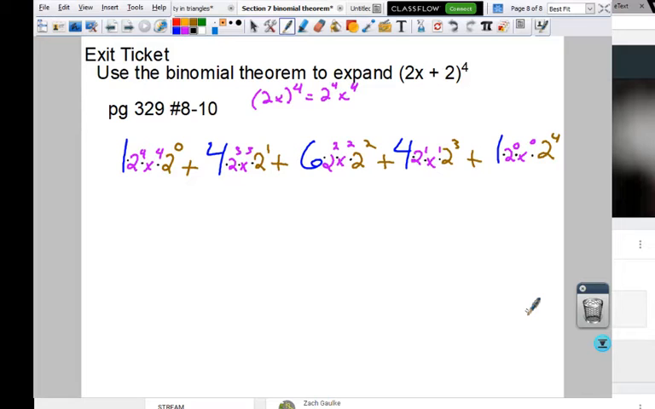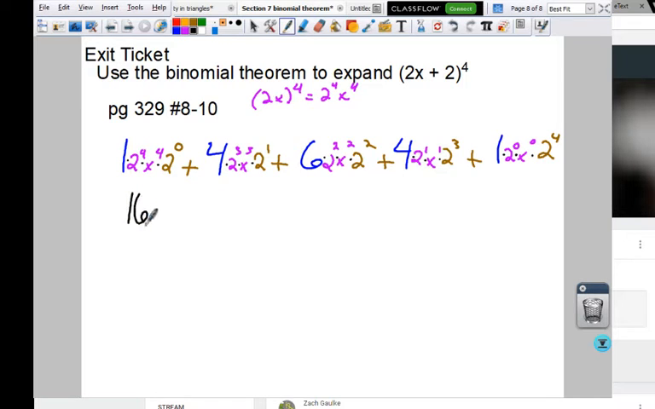Okay, we're gonna go through and simplify these, right? Assignments. I haven't even written it down yet. Alright, I have 1 times 2 to the 4th, which I think is 64. Almost. Yeah, no, 16. 1 times 16 times x to the 4 times 2 to the 0 is 1, right?